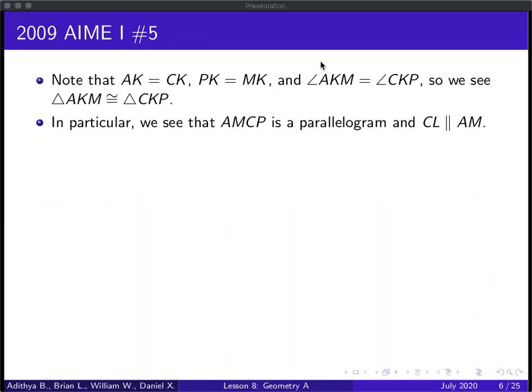So our goal is to find the length of LP, right? So we want to somehow be able to relate some lengths to other lengths. Now that we have these parallel lines, we have these similar triangles. So we want to take advantage of these similar triangles, which leads us to want to find the ratios of sides.